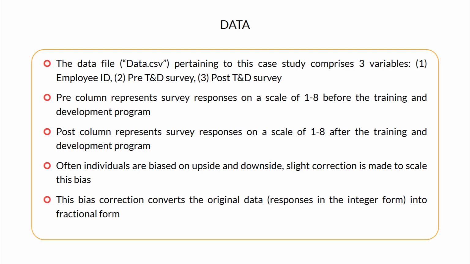Very often, individuals are slightly biased in their responses. Some are biased on the upside, while others are biased on the downside. Based on the response of these individuals to survey questions, their responses are corrected for this bias. This bias is corrected through scaling the data, and that is why the final data is in the form of fractions, unlike the original data, which was collected in integer form on a scale of 1 to 8. We'll analyze this data using our programming language.